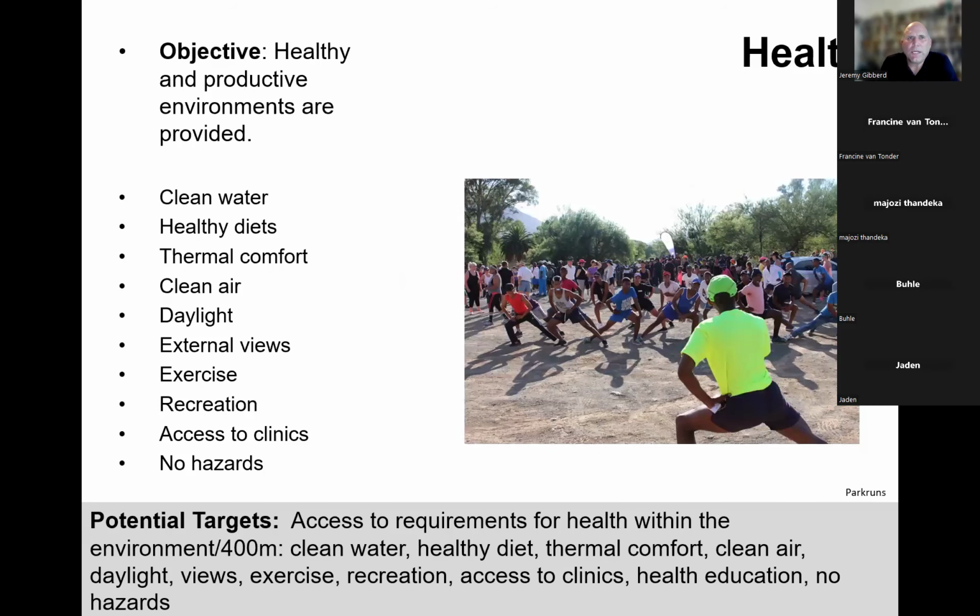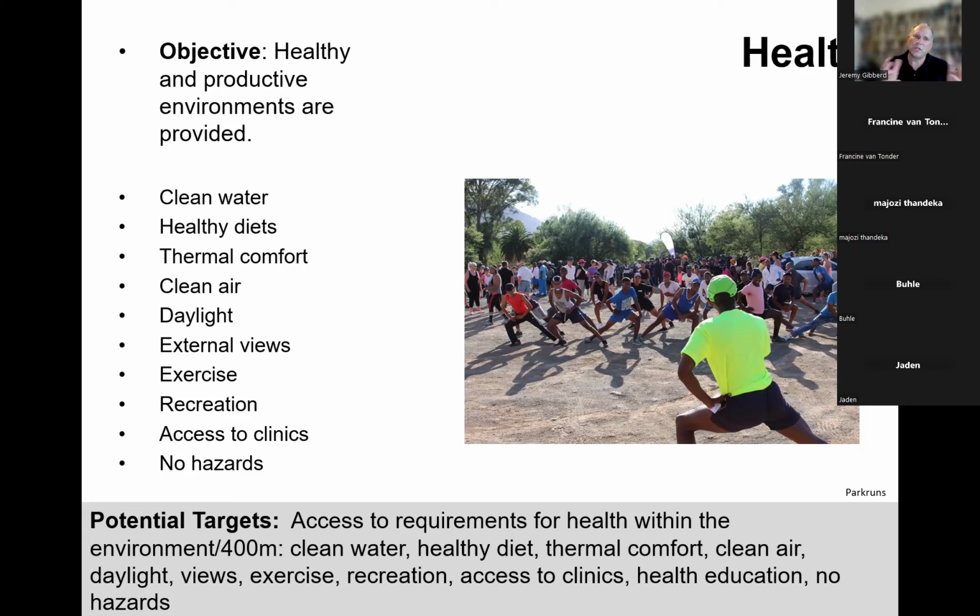Health, very important. You need to make sure your environment is supportive of health and productivity. Very obvious things like water, diets, thermally comfortable. So a lot of our informal settlements are thermally very uncomfortable. And there's a lot of disease and ill health that's associated with extremely hot spaces and very cold spaces.